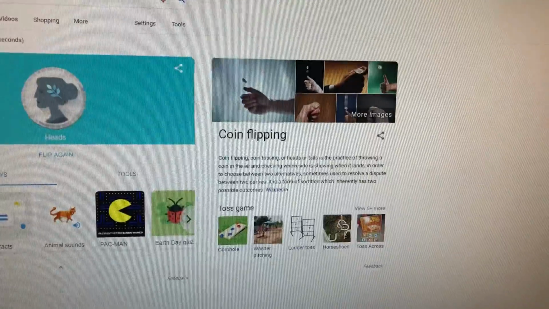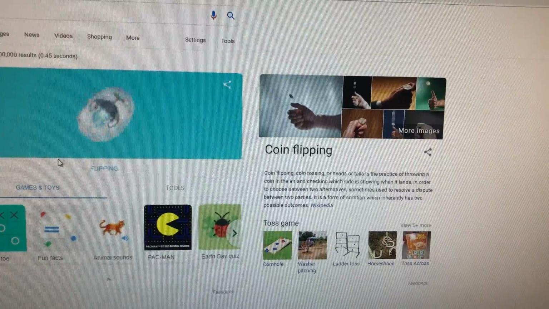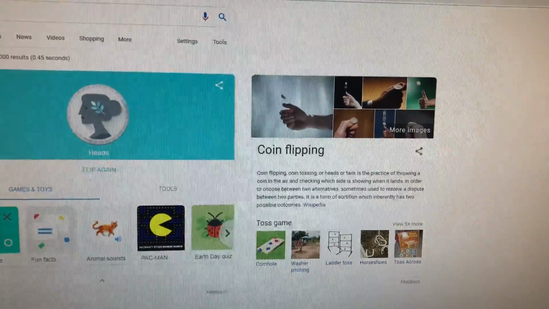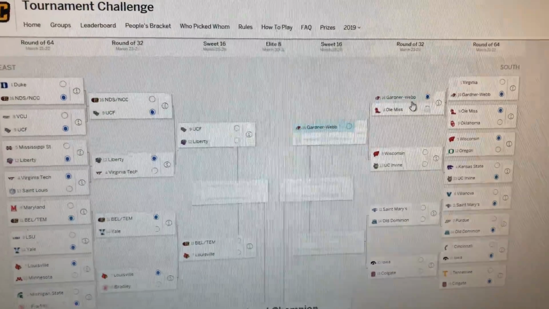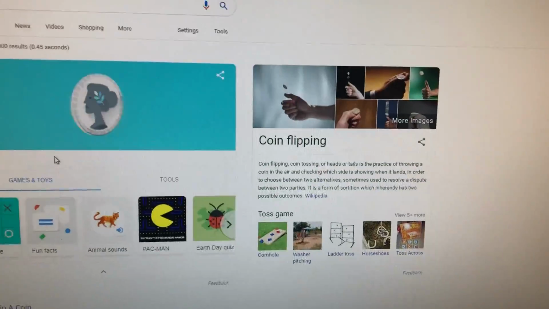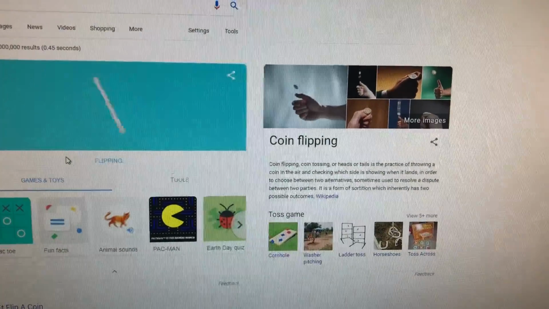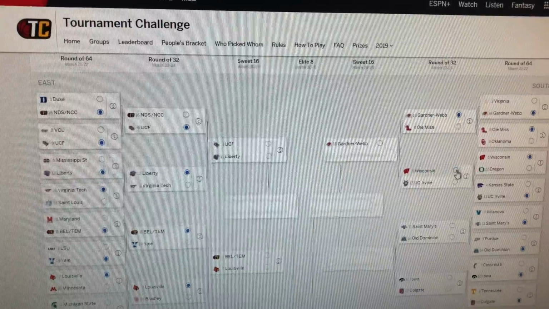First up, we have Gardner-Webb and Ole Miss. Will we see Gardner-Webb? I want to see heads. We got heads. We got Gardner-Webb moving on to the Sweet 16. Wisconsin and UC Irvine up next. Come on, UC Irvine. Let's see a tails. We got heads. We got Wisconsin moving on.